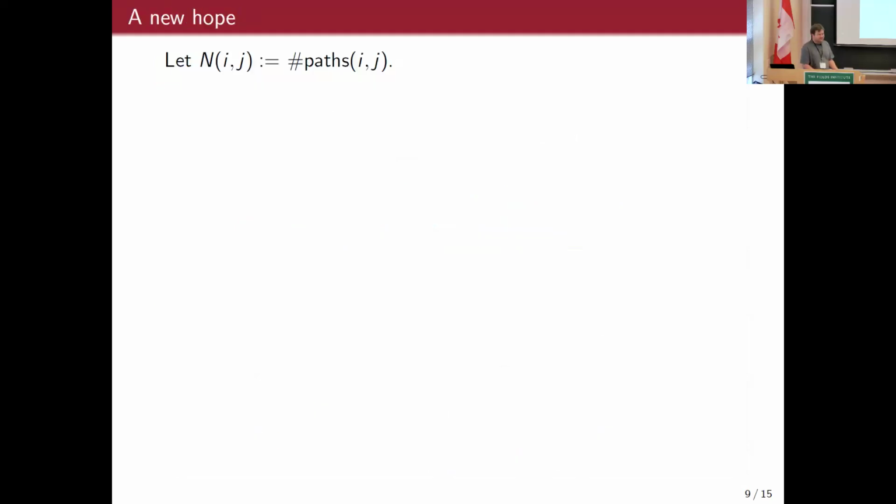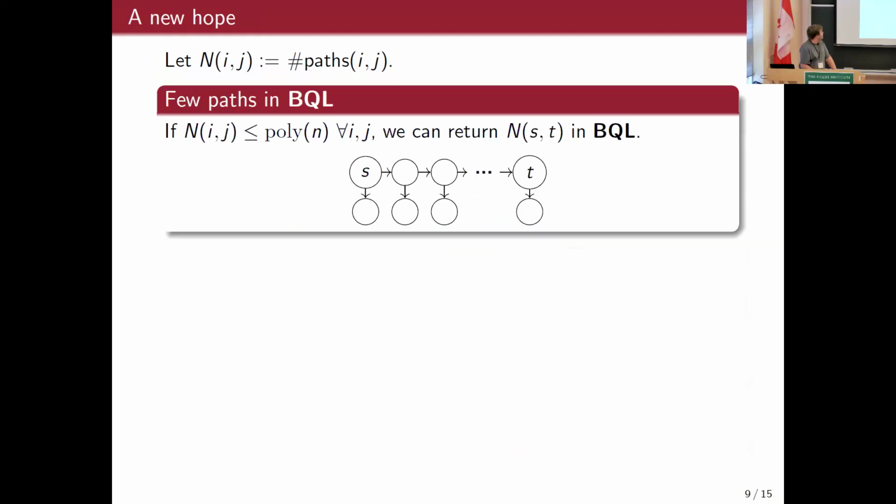But nevertheless, this turns out to be the case. So let me now present our results. For this, let's denote by n_ij the number of paths between two nodes i and j. And then our main result is that if we are given a graph where the number of paths from i to j is polynomially bounded, then we can decide ST connectivity. We can even count the number of paths.